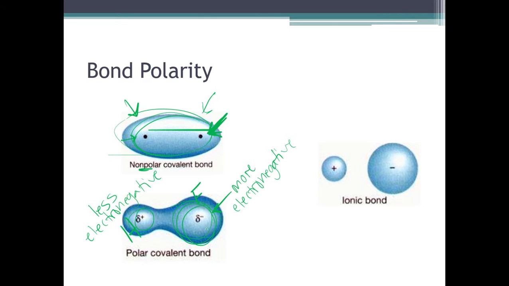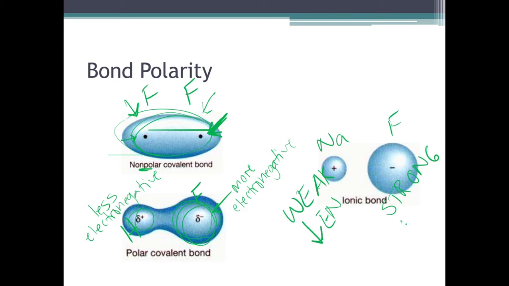And then this keeps getting even stronger. So this would be like fluorine and fluorine, completely evenly matched, even distribution. Down here we've got hydrogen and fluorine, similar, but not the same thing. And then over here, this would be like sodium and fluorine. Sodium is a very weak nucleus. It's got a very low electronegativity. Very low, right? It's a metal. And then fluorine is the most electronegative element on the table. It's got a very strong, very high electronegativity.